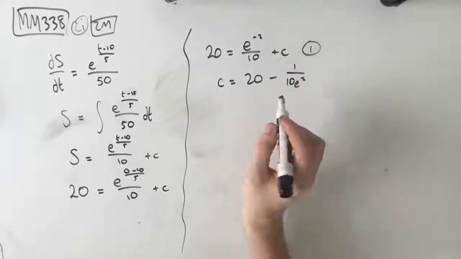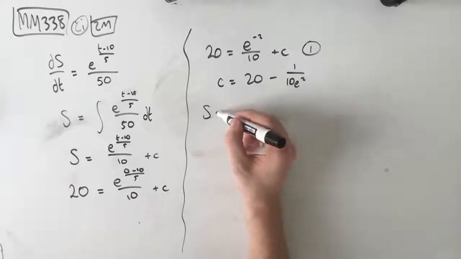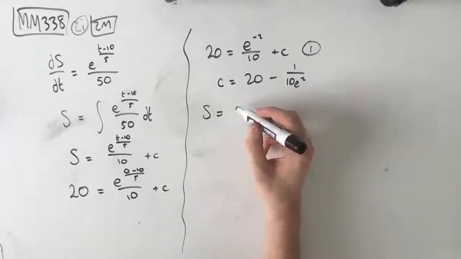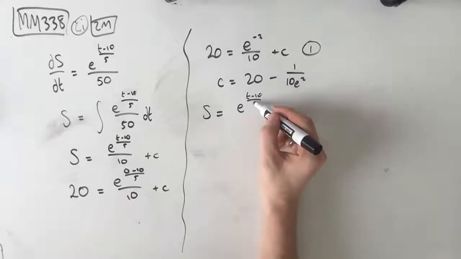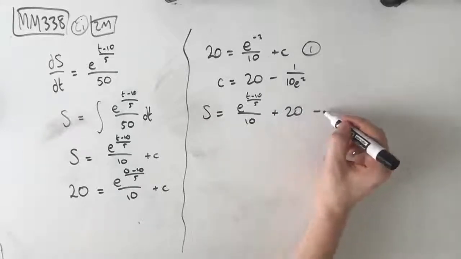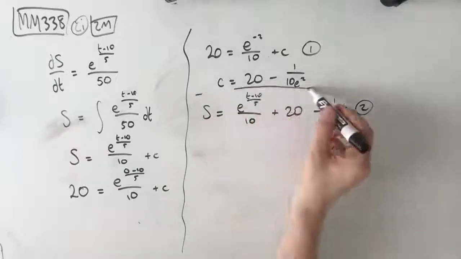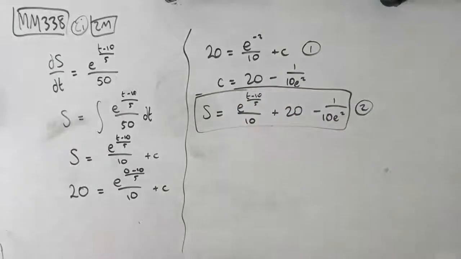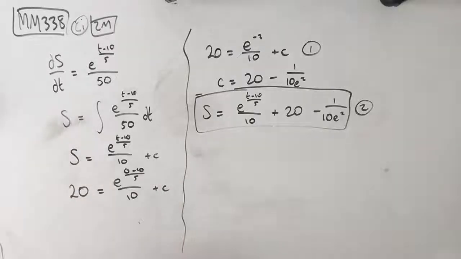This is our first mark up here, actually, by the way. And then our second mark comes from stating the final formula. So s is equal to e to the power of t minus 10 over 5 over 10, and then plus c, which is plus 20 minus 1 over 10 e squared. That's our second and final mark for this part. And that's it. So let's move on to C II.